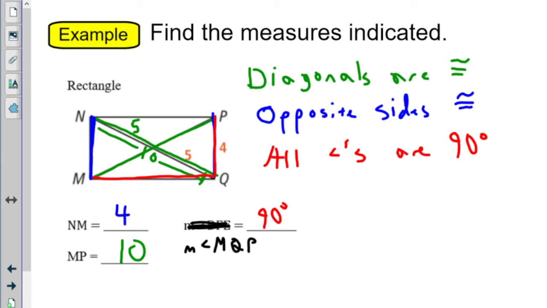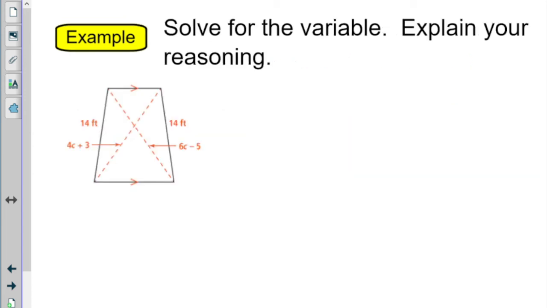So, last one here. This one requires a little bit of equation solving, but not much. On this one, we're solving for the variable. This time it doesn't tell us what the shape is. So look back at your definition, pause for a moment, and see if you can figure out what kind of shape it is. And hopefully you knew that it was a trapezoid because these sides were parallel and the other sides were not.